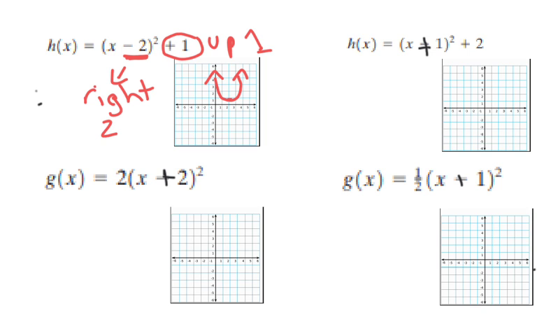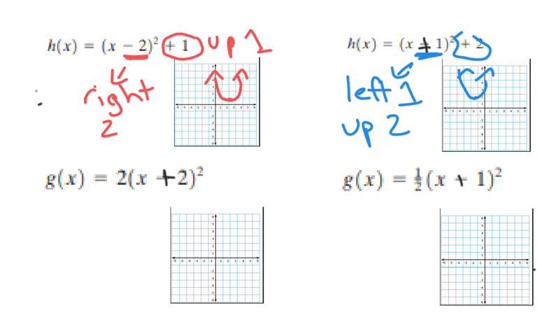Okay, over here we have h of x equals the quantity of x plus 1 squared plus 2. So inside it's going to go left or right. So actually the opposite of what it seems. So this plus 1 is going to move that graph left 1. And the plus 2 on the outside is going to move it up 2. So your vertex is going to go left 1 and up 2. You're going to be up here.